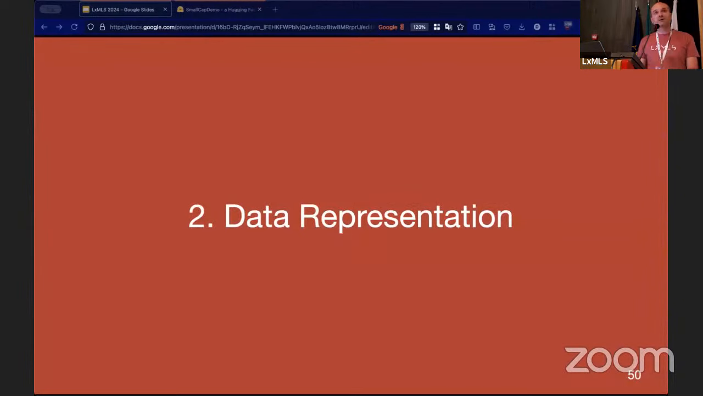So moving on to part 2, we're going to talk about data representation. We've already kind of talked about this because I spoke about the encoding of data, but we're going to move into this in a little bit more detail.